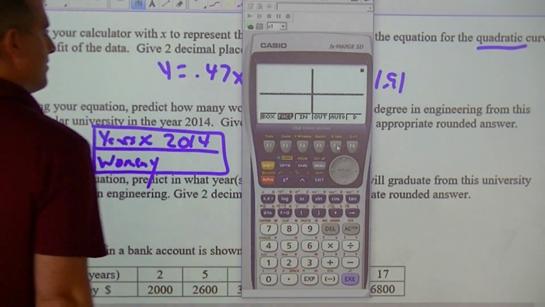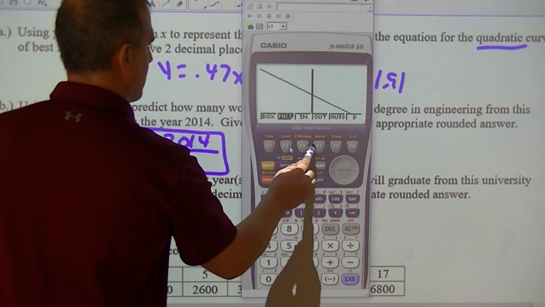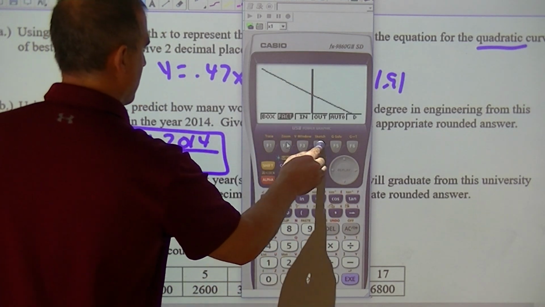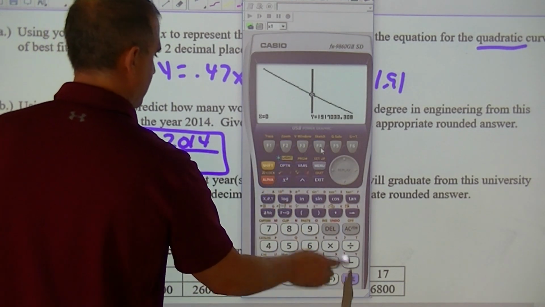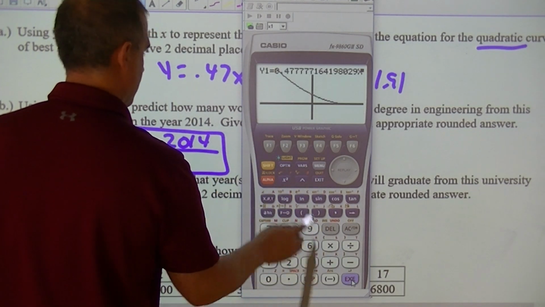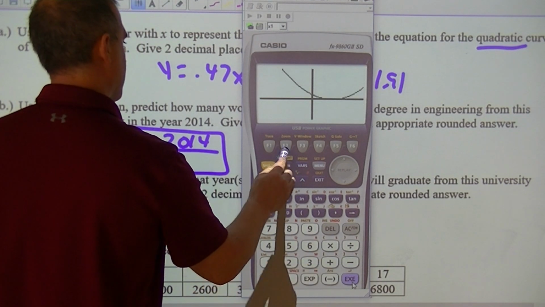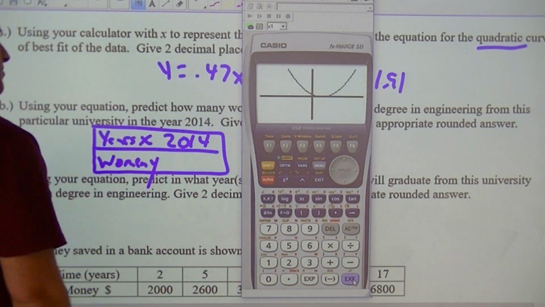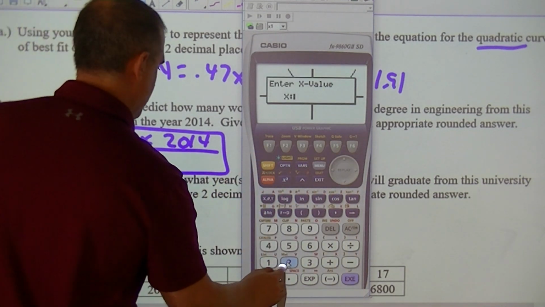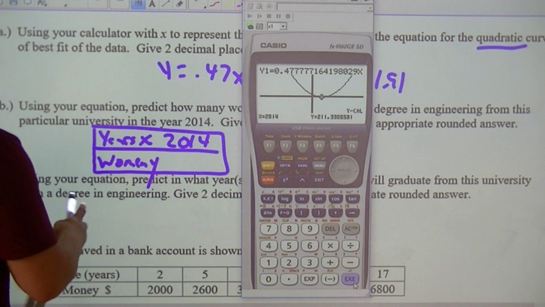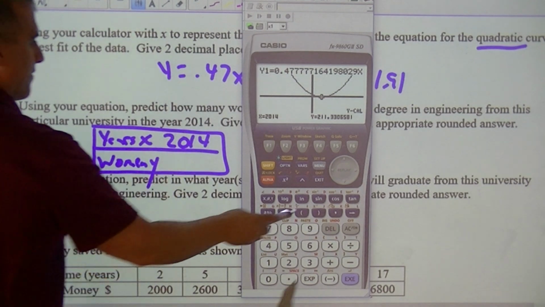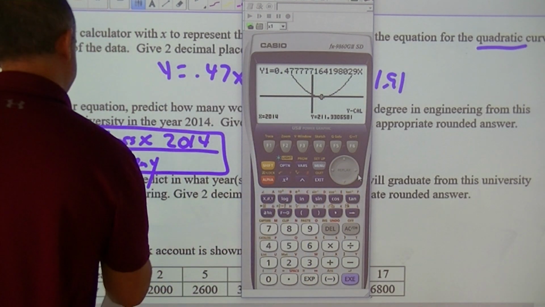Let's zoom onto this. Okay, now I know that quadratic has to be a curve, so I'm going to keep going until that thing curves. So keep zooming out. That's what I got. G-solve, scroll. I'm going to do y-cal 2014, and I get 211.33. Okay. With the quadratics, I always got to check for multiples. Nope, that's it for that one.